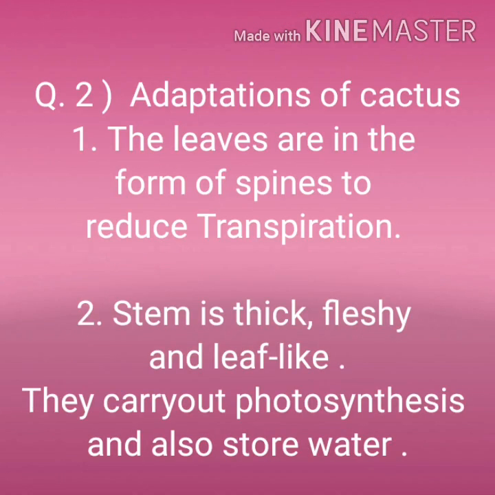Now this is the answer for question number 2 on page 93. How are cactus adapted to survive in a desert? Answer, you have to write point wise. Adaptations of cactus, you can write a side heading and write these points one after the other. First point, the leaves are in the form of spines to reduce transpiration. Second, stem is thick, fleshy and leaf-like. They carry out photosynthesis and also store water.